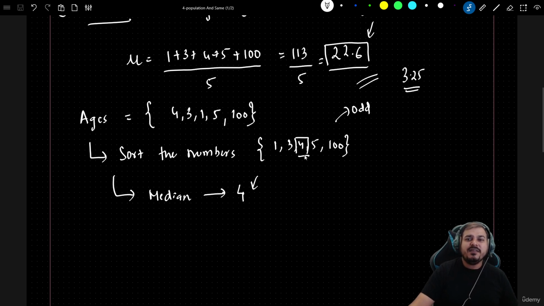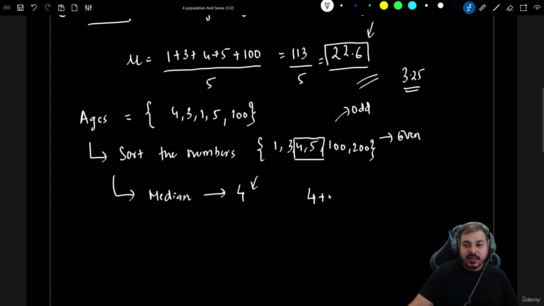Now you may be thinking, Krish, what if I add one more number? Let's consider that after 100, I add 200, right? So in this particular scenario, let me write down the numbers once again: 1, 3, 4, 5, 100, 200. Now since the number of elements over here is even, how do I take out the central element? Always understand, in this case the central elements will be 4 and 5, and we can use both elements and calculate the average of them. Once I calculate the average, it will be nothing but 4.5.